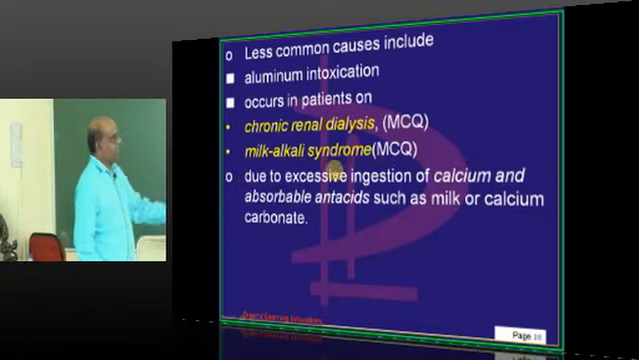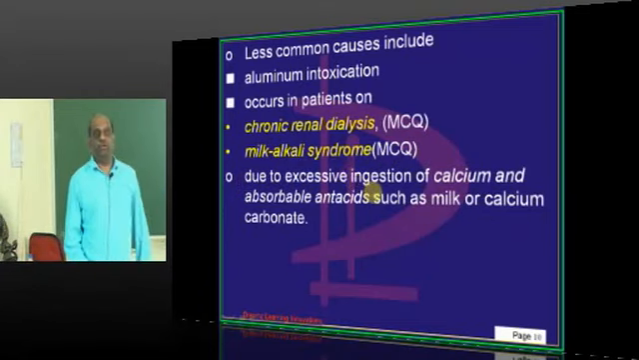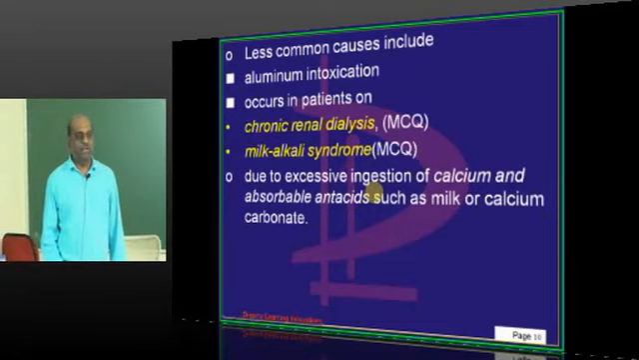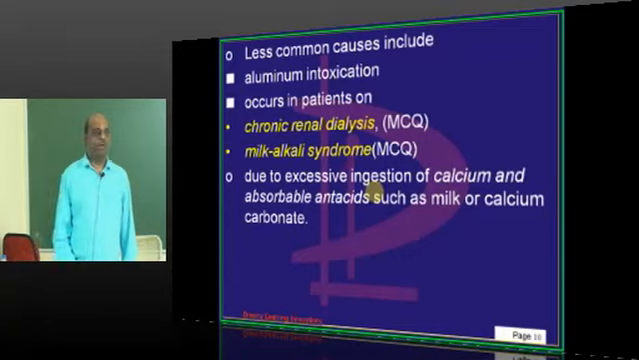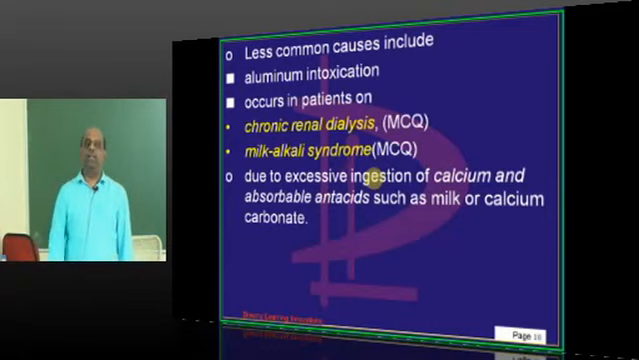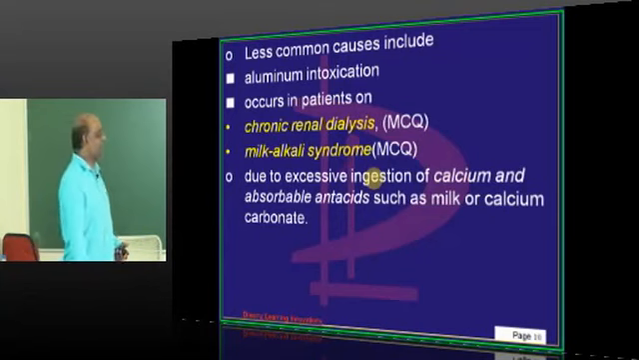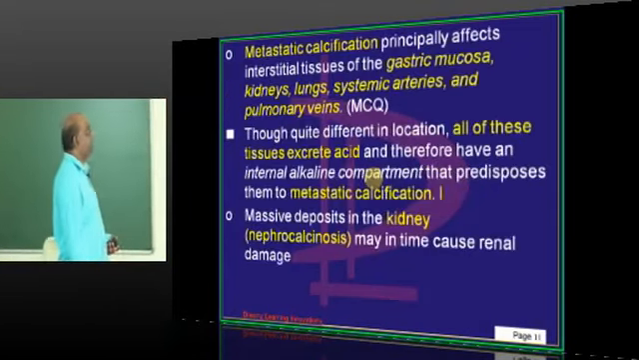Then milk alkali syndrome. In earlier days, before the discovery of pantoprazole and omeprazole, above age 40, if you ate a heavy wedding dinner, the entire night you needed to keep drinking milk of magnesia and all the antacids which were available. So that used to lead to milk alkali syndrome with hypercalcemia.